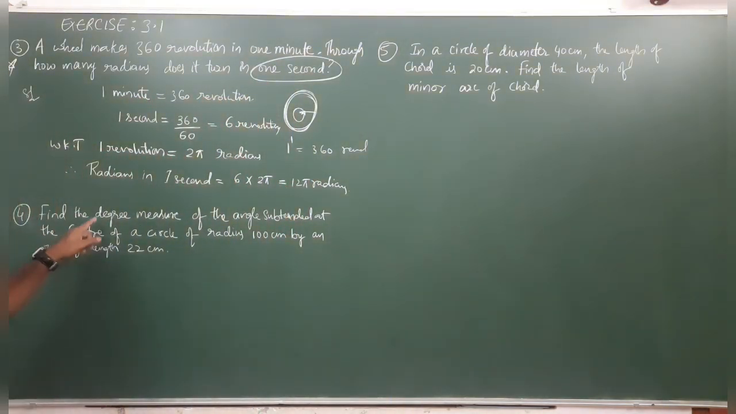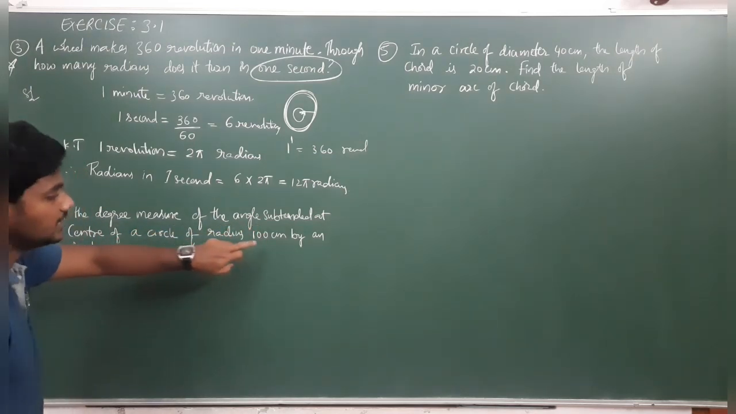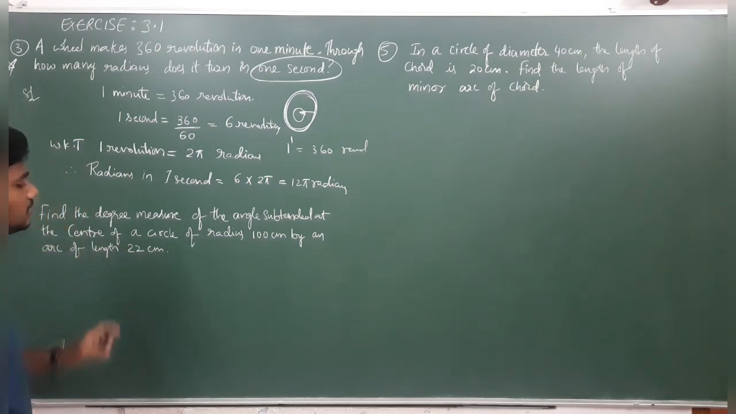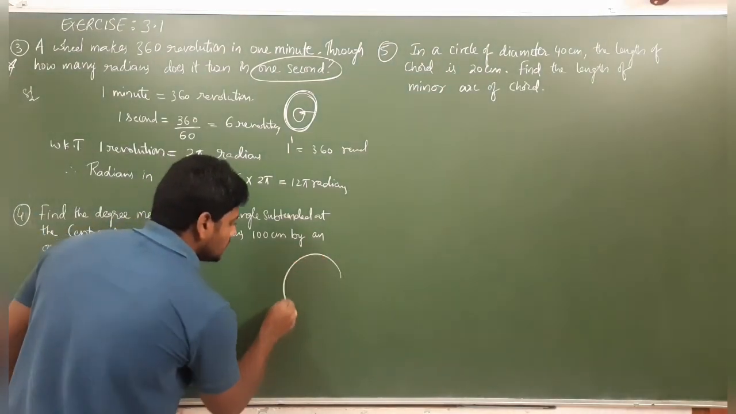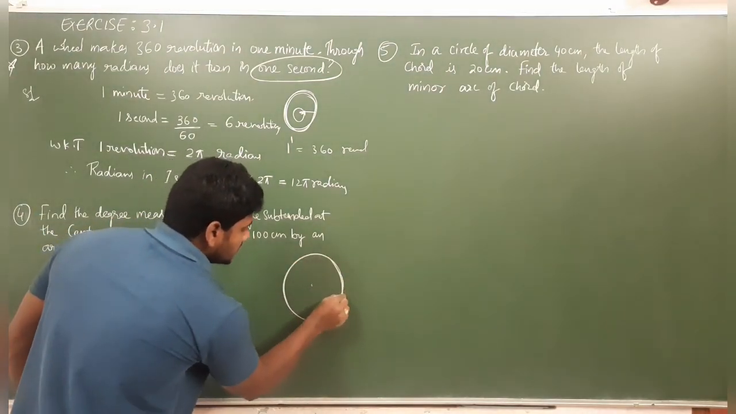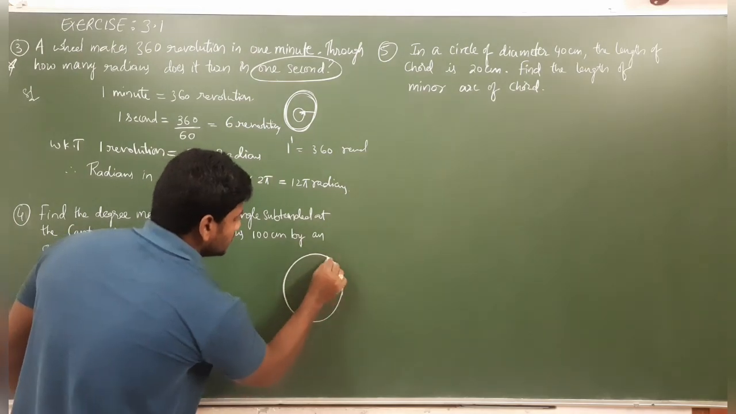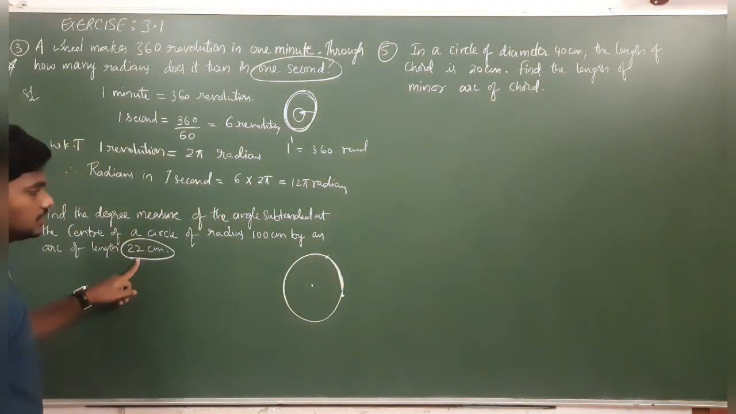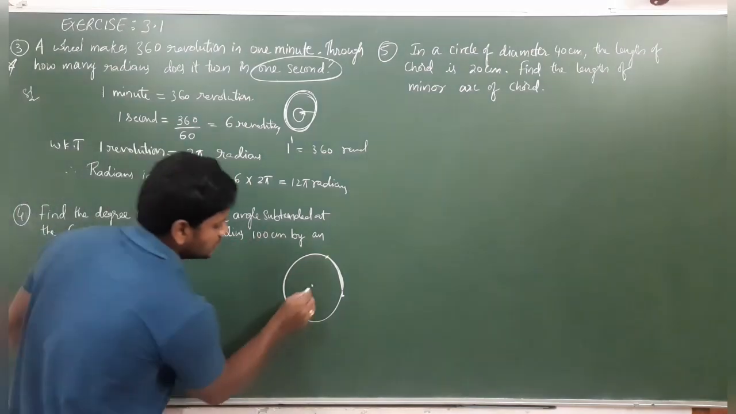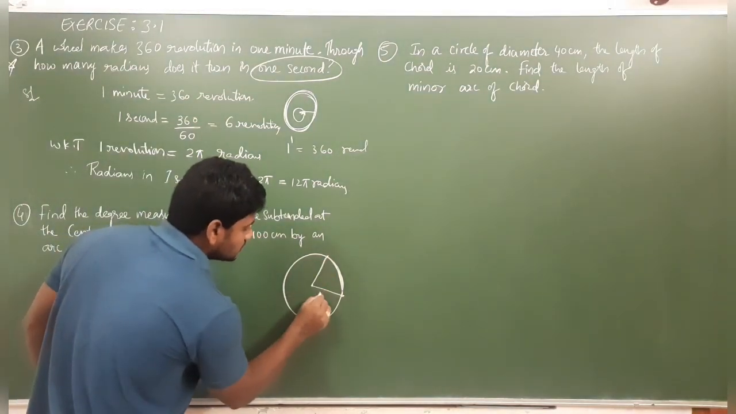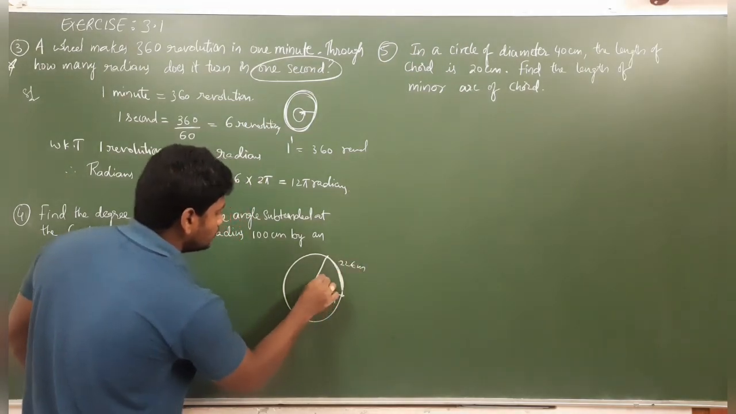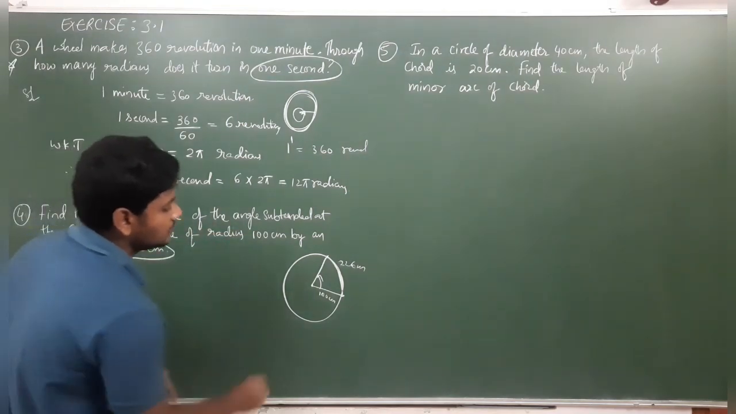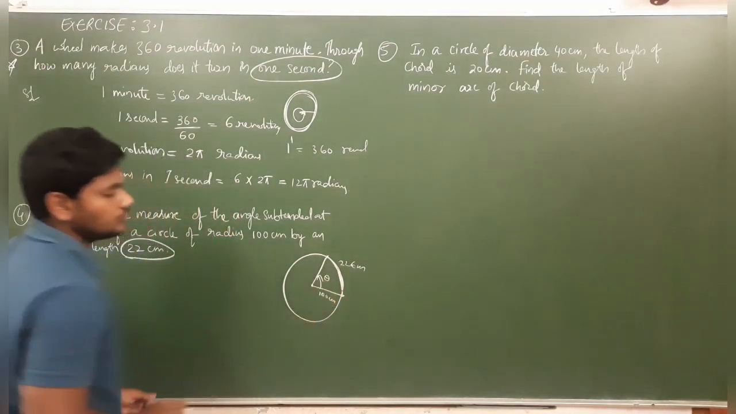Next. Find the degree measure of the angle subtended at the center of the circle of radius 100 cm by an arc of length 22 cm. What is this 22 cm? Arc of length. If it is a circle and this is an arc, that L value they have given is 22 cm, and a circle of radius 100 centimeters. So this is 100 centimeters. This is 22 centimeters. Then what we need to find is the degree measure of the angle. So in terms of degrees we need to find.